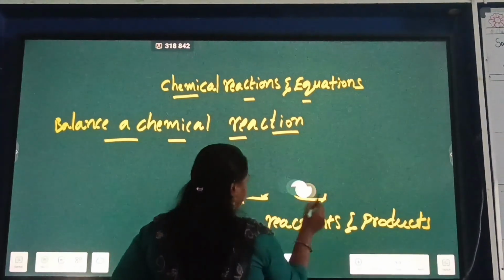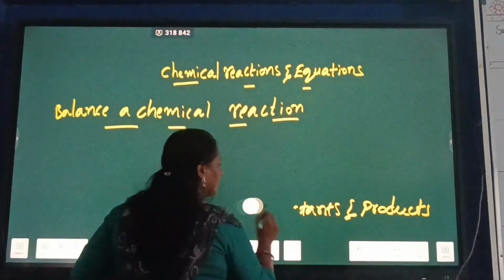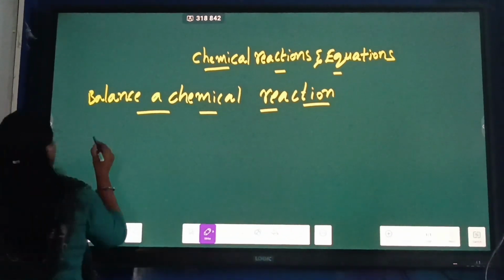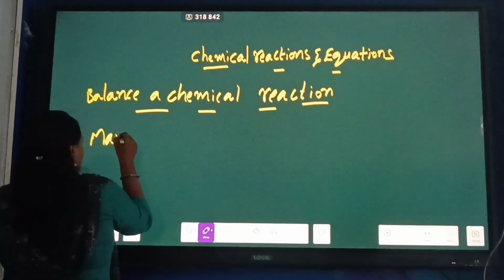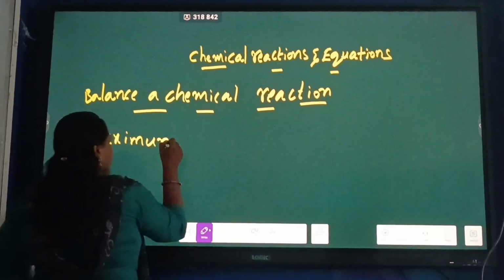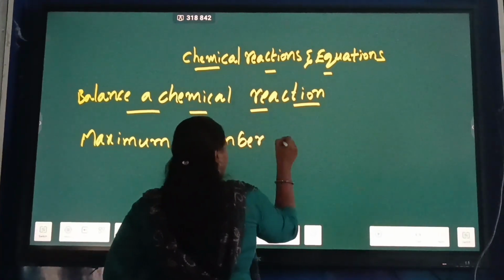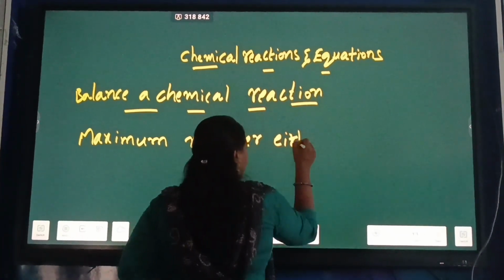These are the steps. Actually, 6 or 7 steps are there. First step, draw the boxes. Second step, how many elements are there and how many are there, just write here either reactants and products. And next one, third step, which one is maximum?